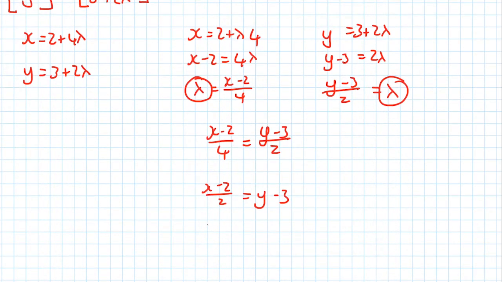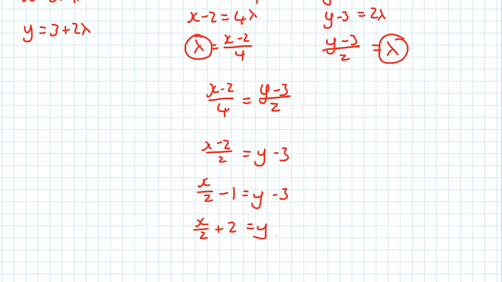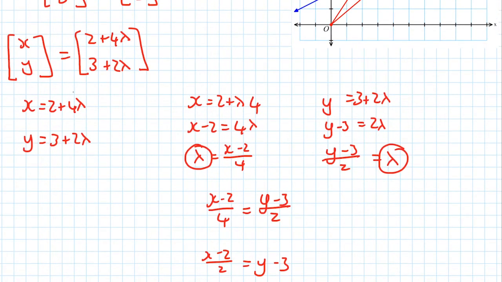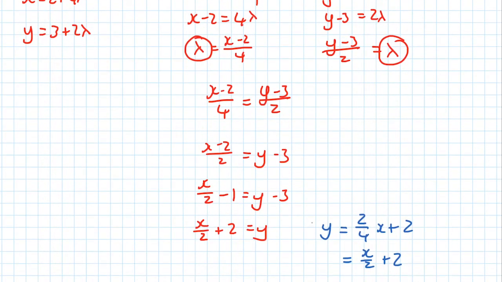If I simplify this side, I'm going to have x over 2 take away 1 equals y take away 3. And when I move the 3 across this side, I'm going to have x over 2 plus 2 equals y. So if you remember, what we worked out from the start was y equals 2 over 4x plus 2. And that simplifies down to x over 2 plus 2, which is the same there. So we can see that the vector equation of the line, when we broke it up into component form, is the same as the Cartesian equation of the line at the bottom right-hand corner there.